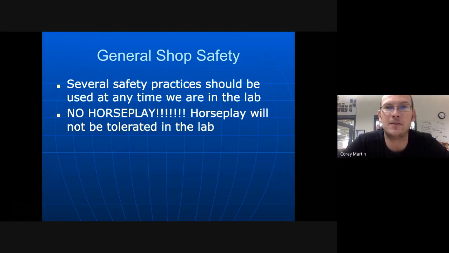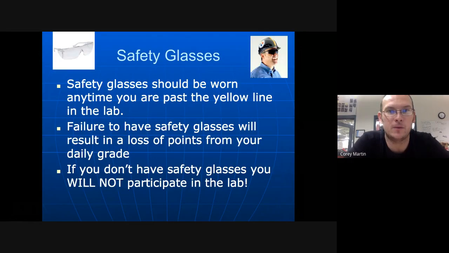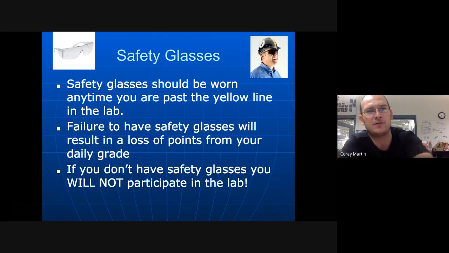Okay, safety glasses. Everybody will be issued a pair of safety glasses. You must wear them anytime you are past the yellow line out of the shop area. Failure to have safety glasses will result in a loss of your daily grade.